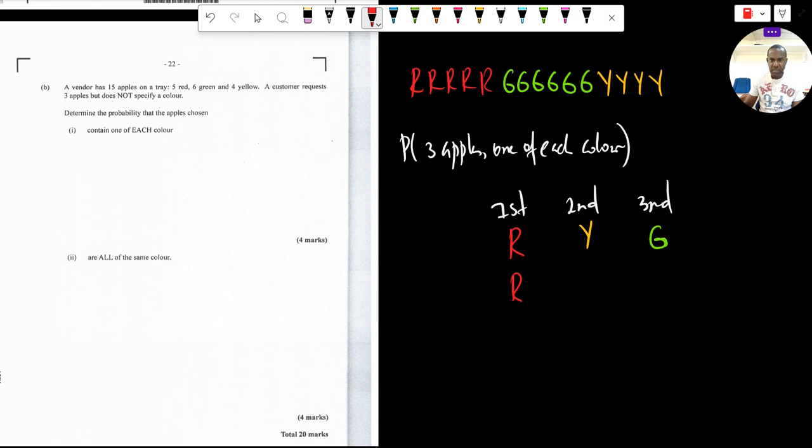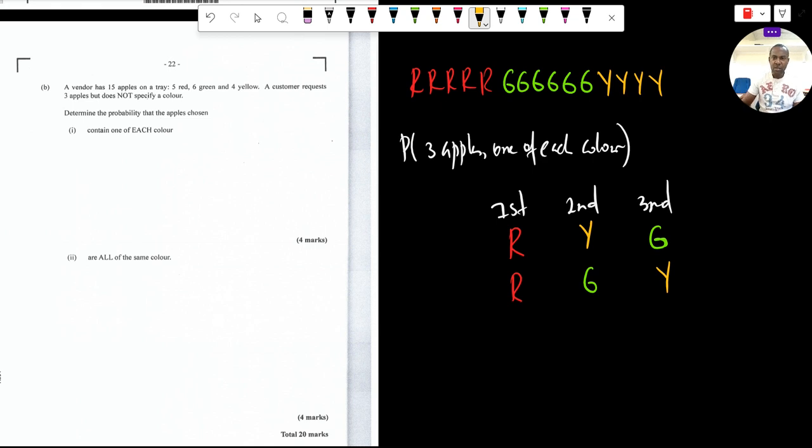If the first is red, then these two can be interchanged. The second can be green, and the third can be yellow. So these are the two possibilities where the first apple chosen is red. Okay? And of course, remember the person is buying these apples, so they're selected without replacement. So it's like you're selecting a number of items without replacement, right? 3 items, 3 apples without replacement.